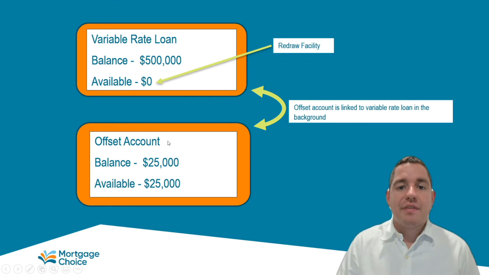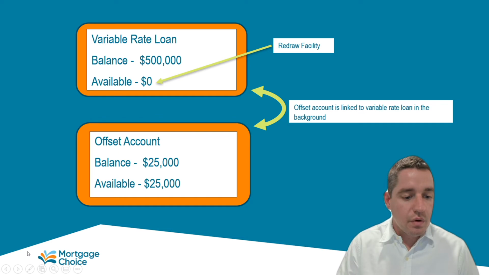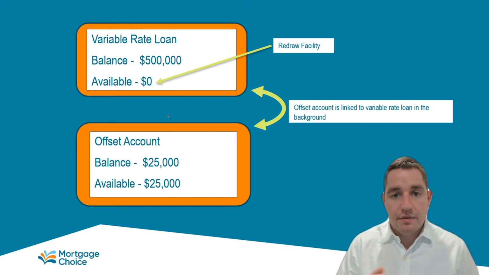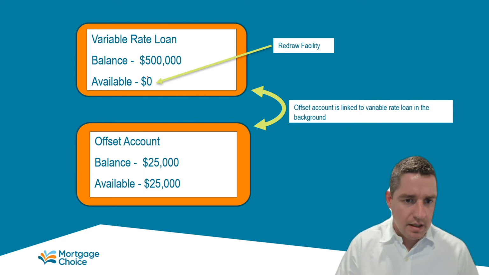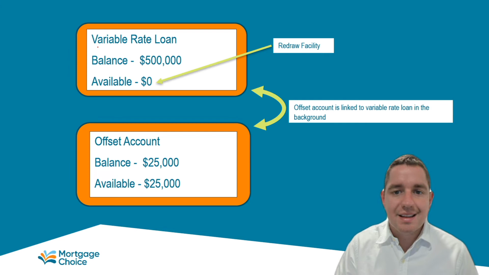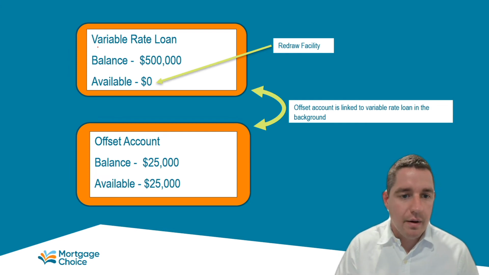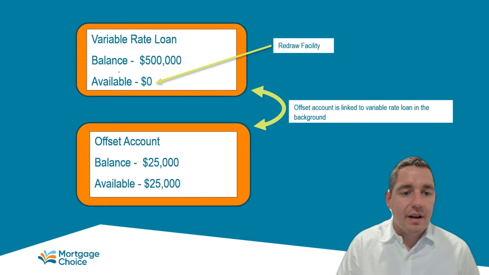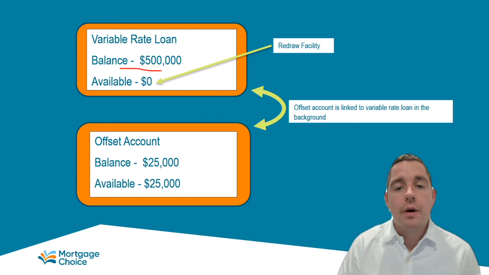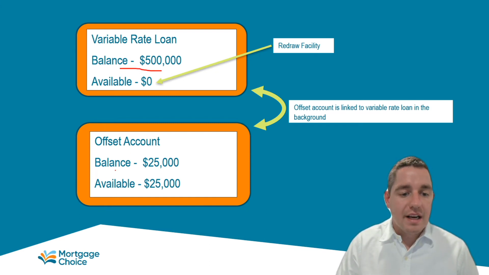So I have created a quick diagram that I go through a lot with my clients, so we can talk through the differences between the redraw and offset accounts. And I'm just going to get my pen selection tool out here. Okay, so in this diagram, we have a client with a $500,000 loan and an offset account with a $25,000 balance.